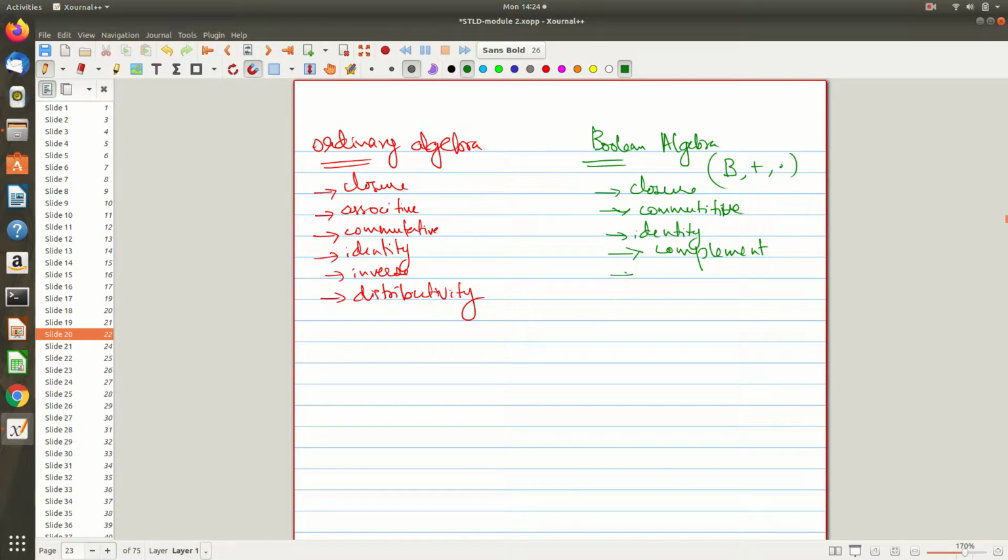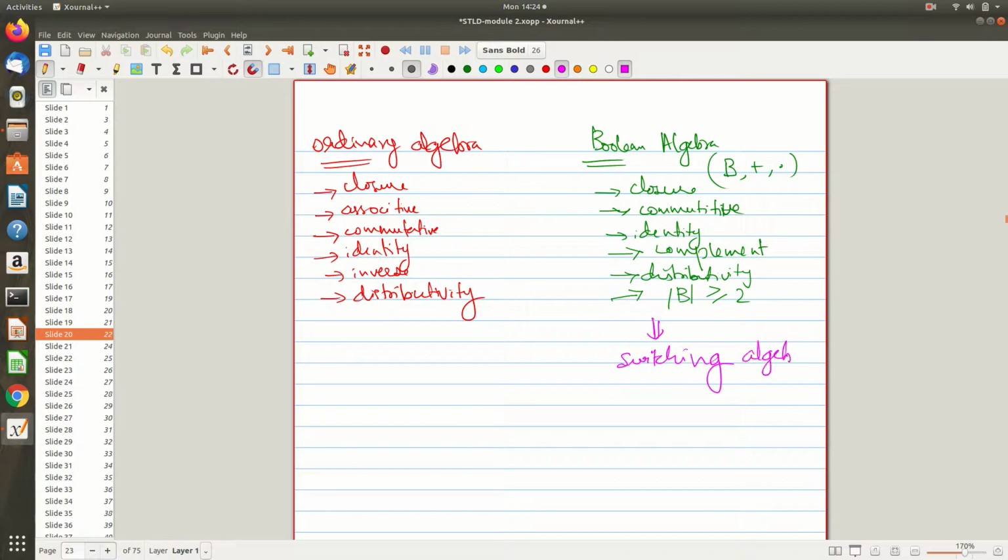And distributivity is also needed here. Both operators are required: plus should be distributive over dot, and dot should be distributive over plus. One more requirement we were having is that the cardinality of the set B is at least 2. Now, keeping all these things in mind, we go to a special case of Boolean algebra, that is our switching algebra. That is something we are defining right now in this video lecture.